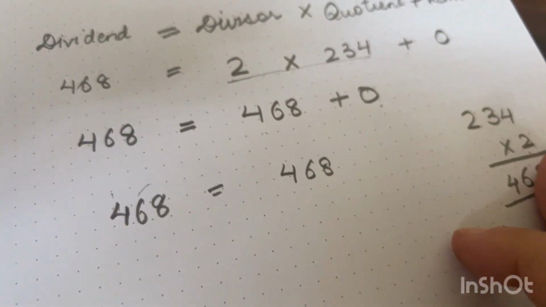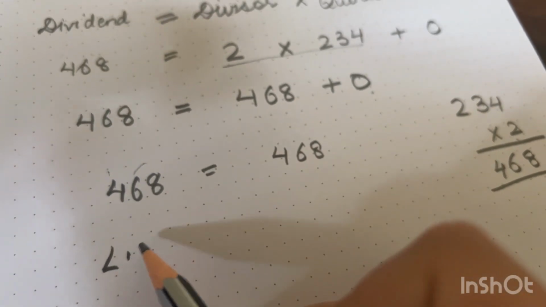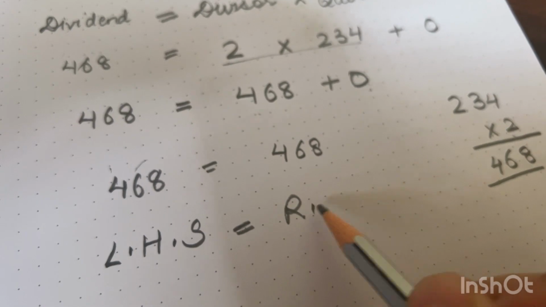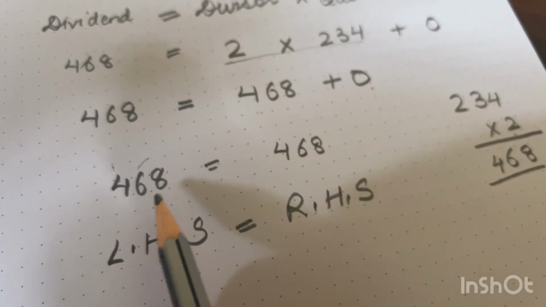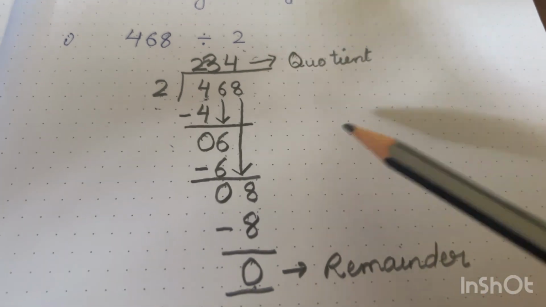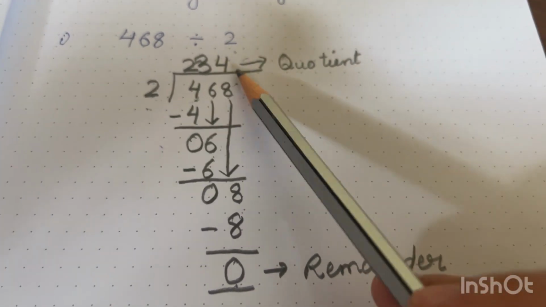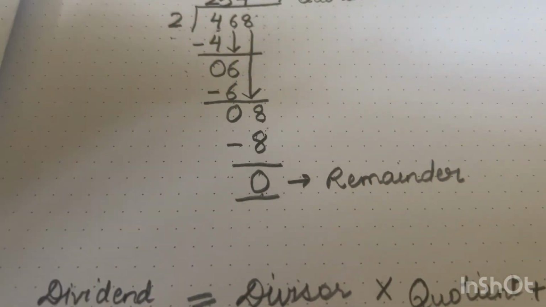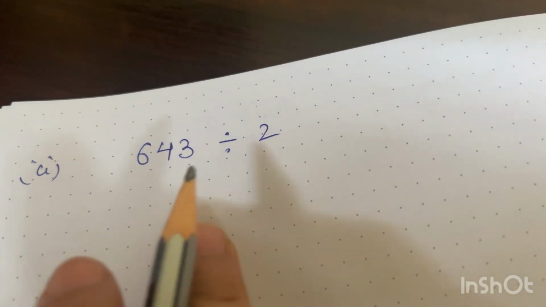Now you can see that this left hand side is equal to right hand side. Both the numbers are same. That means the process which we have done here and the answer which came out is totally correct. All right. Now we'll do one more question.